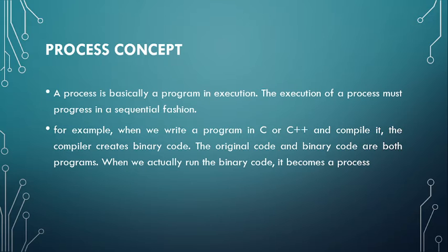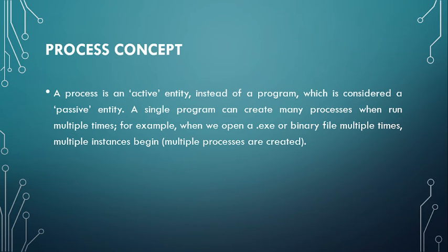So, a process is a program in execution. A process is an active entity and a program is a passive entity. A single program can create many processes when run multiple times. For example, when we open an executable or binary file multiple times, multiple instances will begin. Just like when you click on Google Chrome multiple times, it will open multiple copies of Google Chrome.